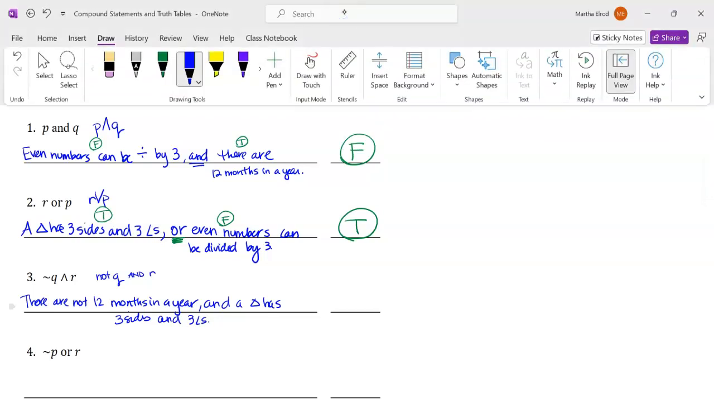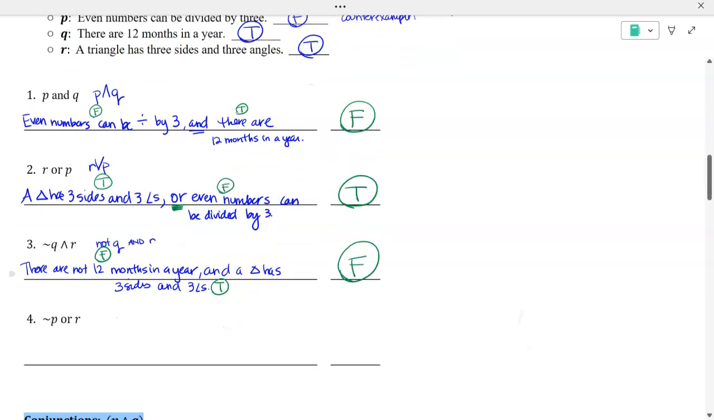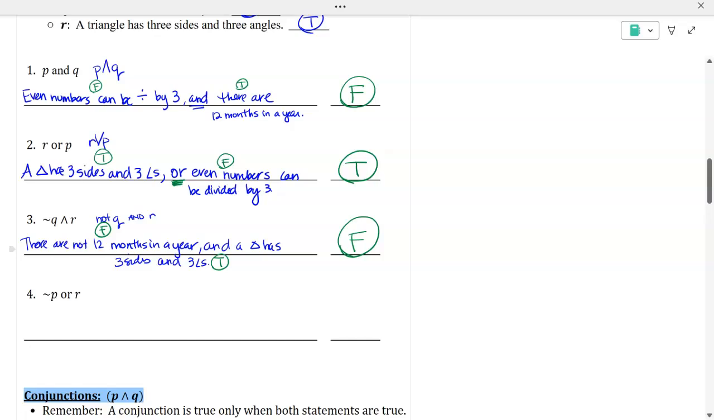So let's look at each one of these and see what the truth value is. There are not 12 months in a year is false. We know there are 12 months in a year. And a triangle has 3 sides and 3 angles, we know that's true. Now, because this is an and statement or a conjunction, they both have to be true for the overall statement to be true. So in this case, since we do have one part that's false, the overall part has to be false.